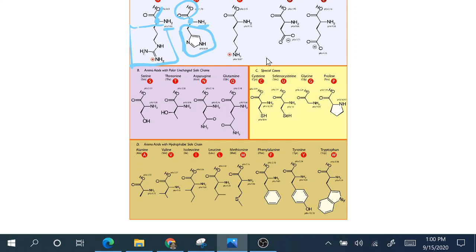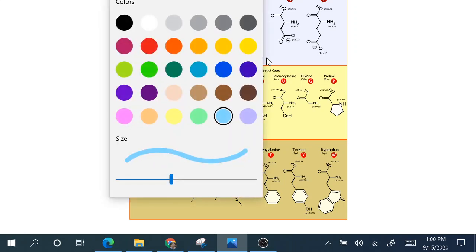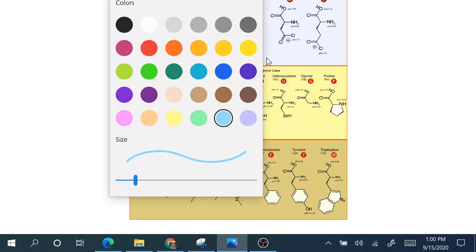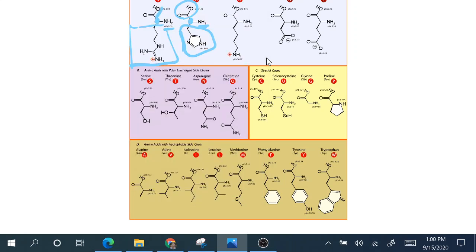Now, its three-letter abbreviation is ARG. You see that right here. And its one-letter abbreviation is R. Some of these don't have the abbreviation of the first letter because we have 20 amino acids and some of them have the same first letter. Here we have arginine, down here we have alanine. So R is used to distinguish it from the other amino acids.